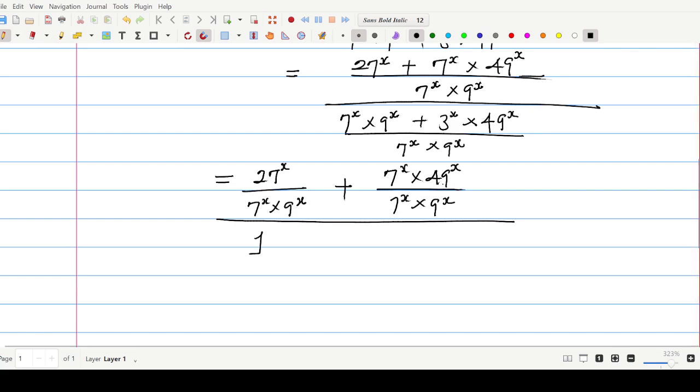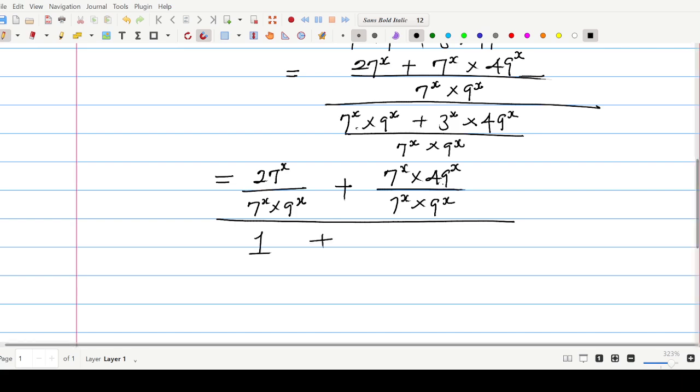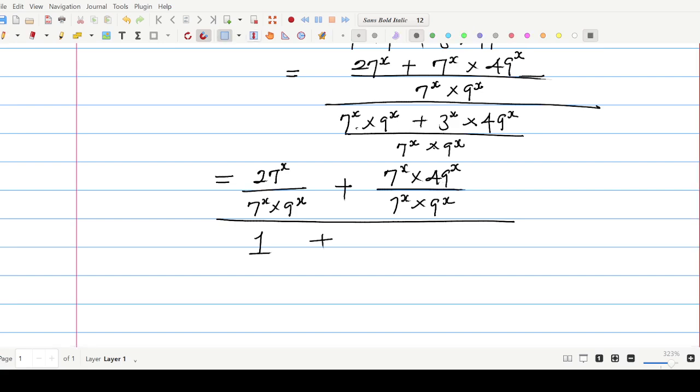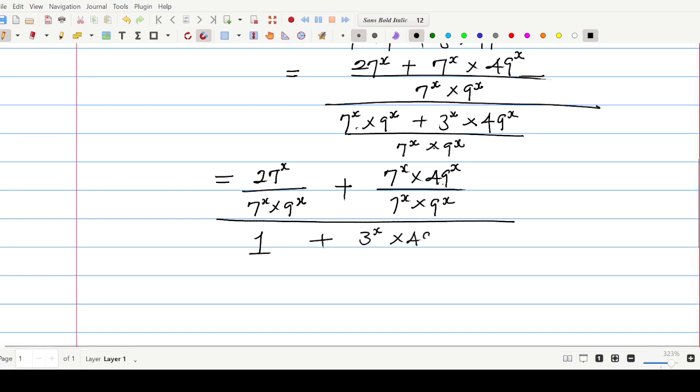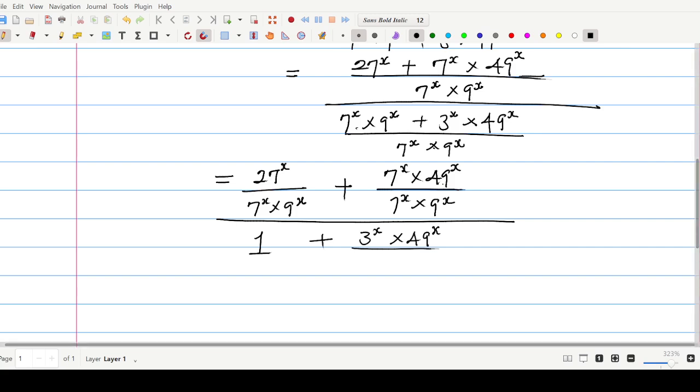We shall have 1 plus, I hope you know this, we cancel out with this. I mean this over here, we cancel out with this. All right. So in that connection, we have 1 plus, we have 3 to the power of x times 49 to the power of x over 7 to the power of x times 9 to the power of x. So we can reduce this to a very considerable form. And the 27 to the power of x can be written as 9 times 3.